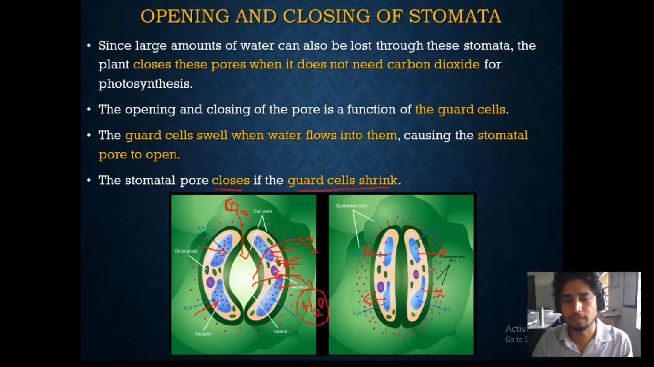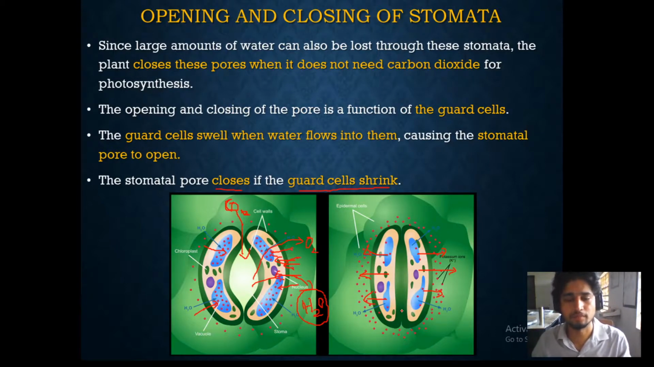And when are they closing it? When they don't have water, when there is a deficiency of water, they are closing it. So plants, whenever they don't have enough water, close these stomata so that they don't lose a lot of water.